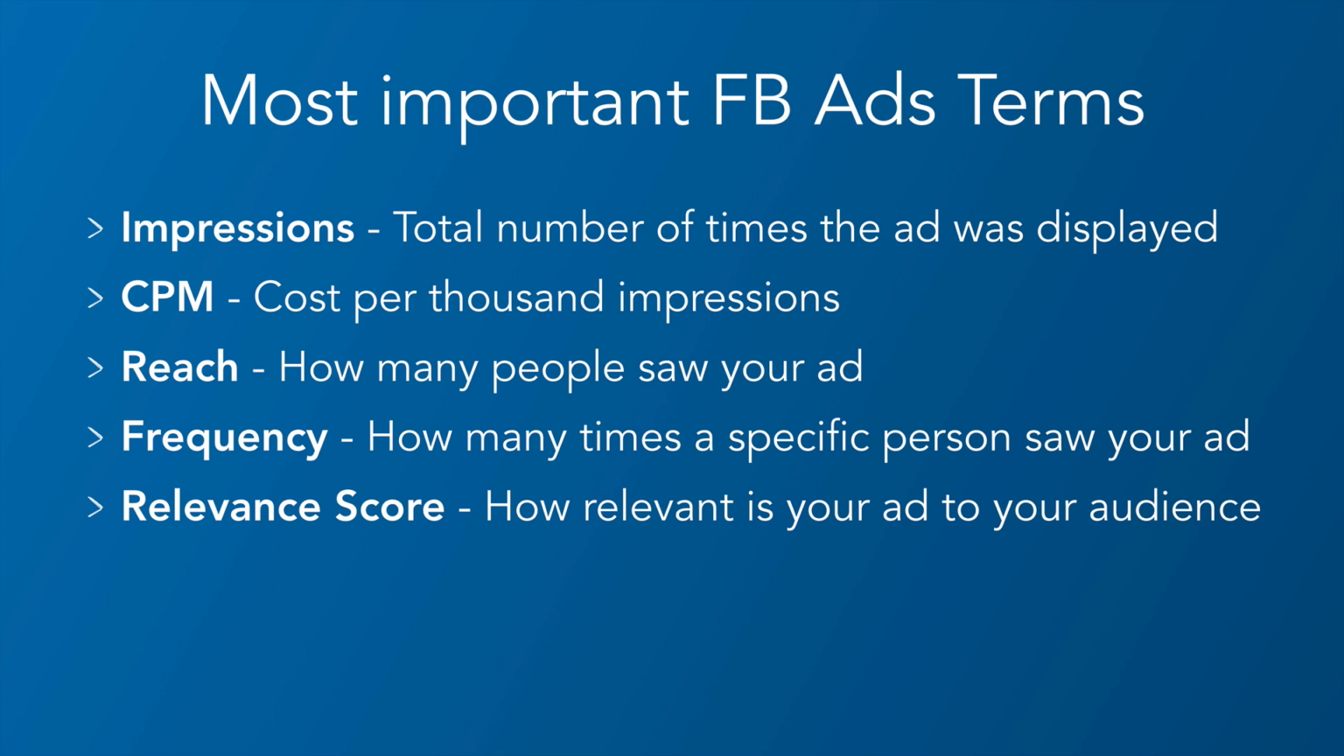So if I am creating an ad related to digital marketing and if I am targeting only the people who are interested in digital marketing, then the relevance score will be high. If I am targeting an ad for digital marketing and I am showing it to all the people, then people who might not be interested in the topic of digital marketing will also be seeing my ad, and in such cases the relevance score will be low.